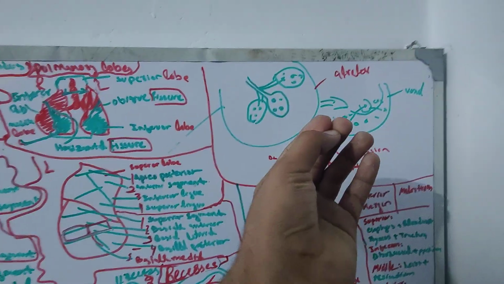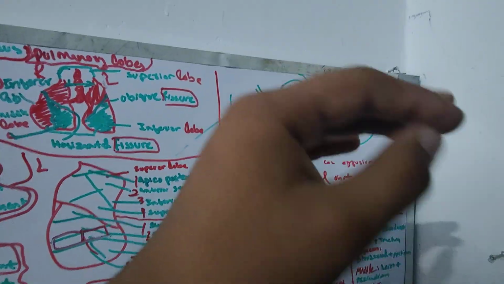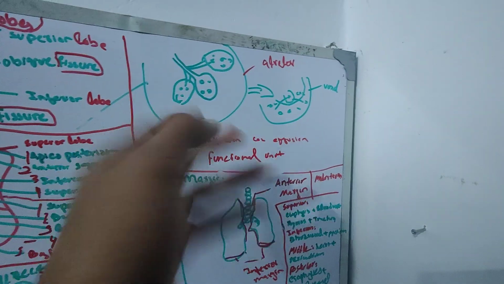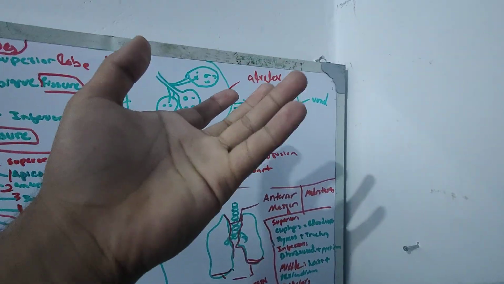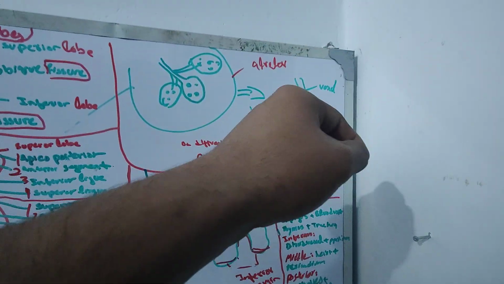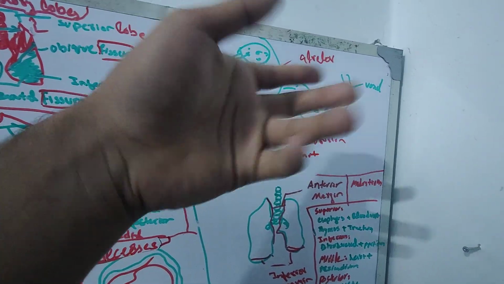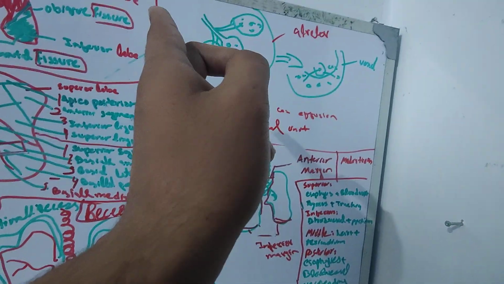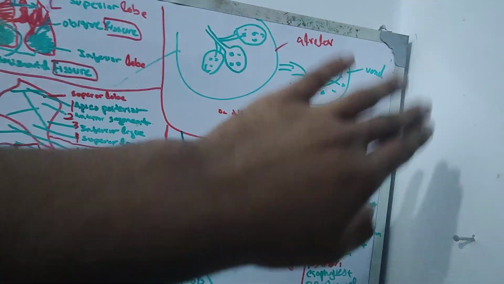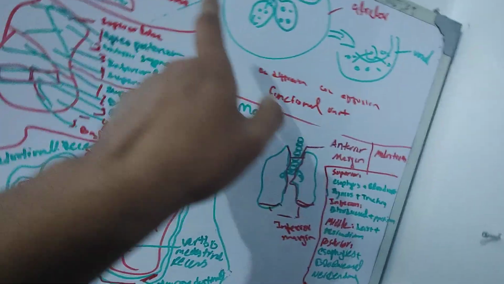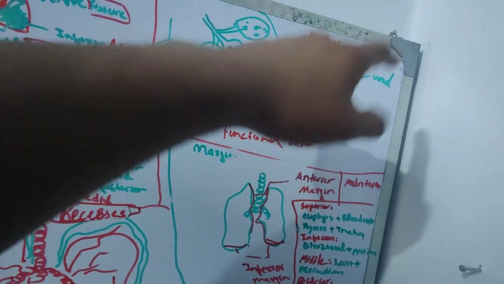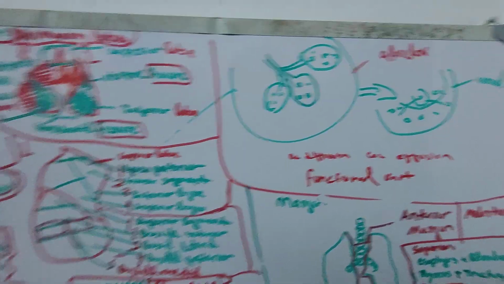So the alveoli are surrounded by the blood capillaries, the smallest blood vessels in the body. What they do is diffuse the oxygen from the alveoli into the blood, and diffuse the CO2 from the blood to the alveoli. Oxygen goes from alveoli to blood, and CO2 goes from blood to the alveoli. Now it's done. This is the functional unit.